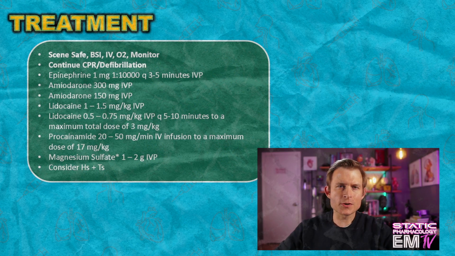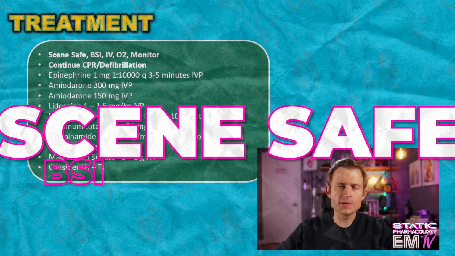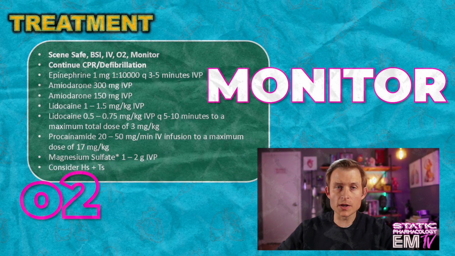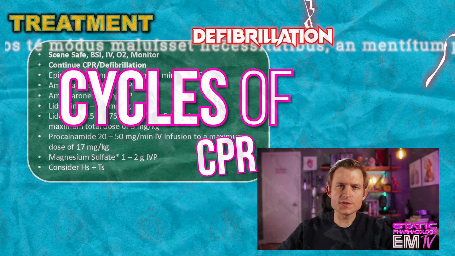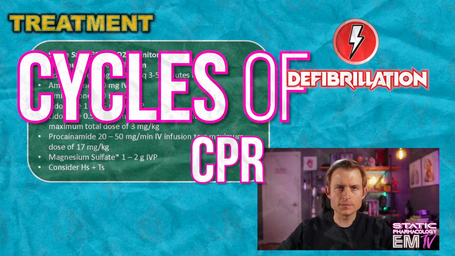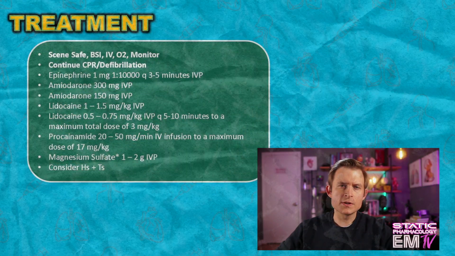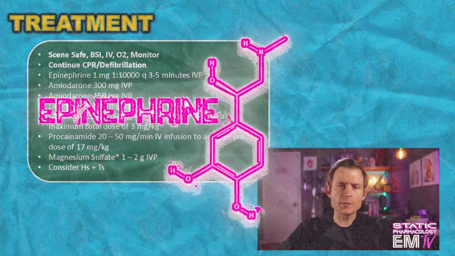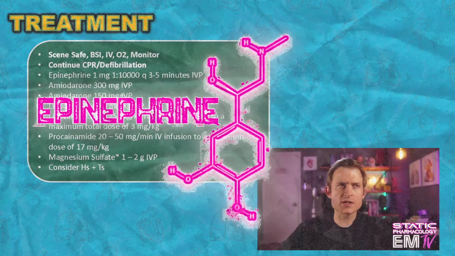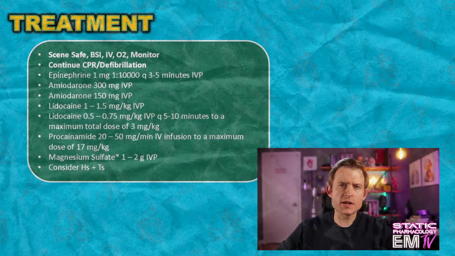Just like with all my other cards, I'll begin treatment by regurgitating the mantra, Scene Safe, BSI, IV O2 monitor. I'll then continue cycles of CPR and defibrillation. The first medication I'll consider is epinephrine, 1 milligram of the 1 to 10,000 concentration, and this will be given every 3 to 5 minutes, IV push.